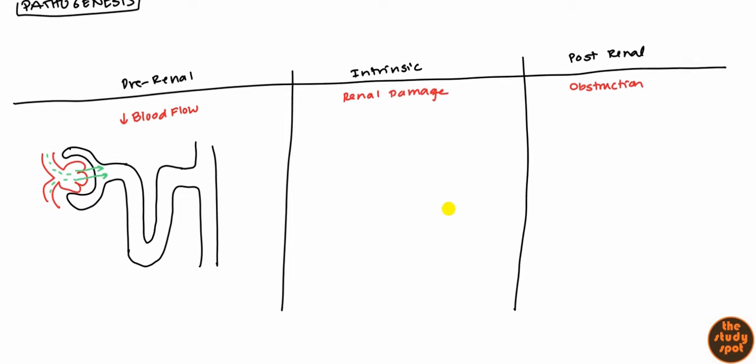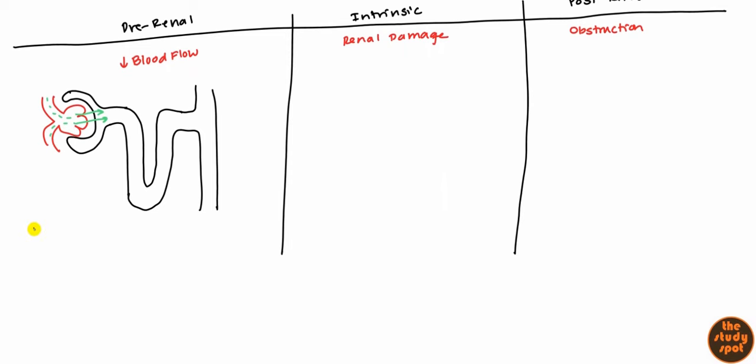So having a low GFR, what does that mean? When you have low renal blood flow, this is going to decrease the glomerular filtration rate. And when the glomerular filtration rate is low, this is going to activate the renin-angiotensin-aldosterone system. So what is the renin-angiotensin-aldosterone system? It has a lot of effects, but overall, what's related to prerenal failure or acute kidney injury, it's going to increase the amount of sodium and water reabsorption.